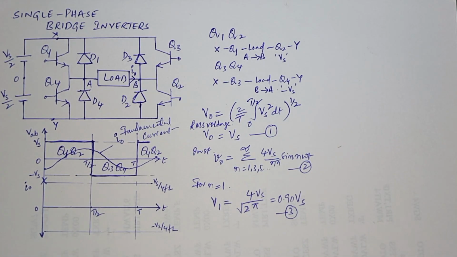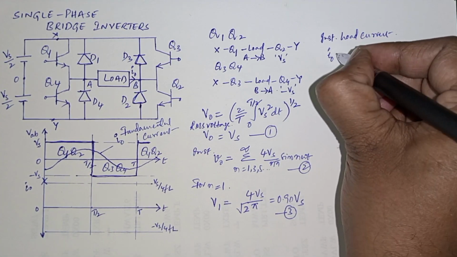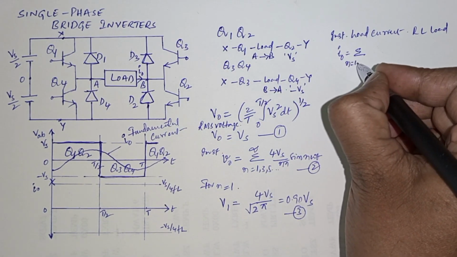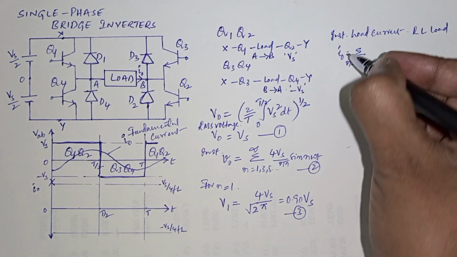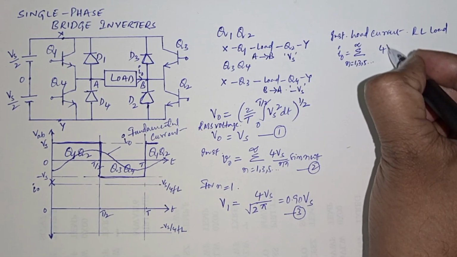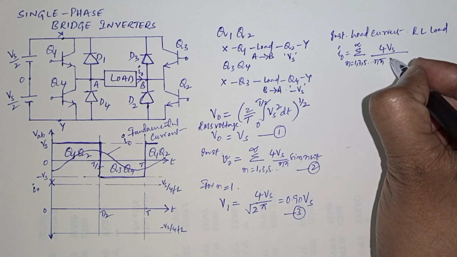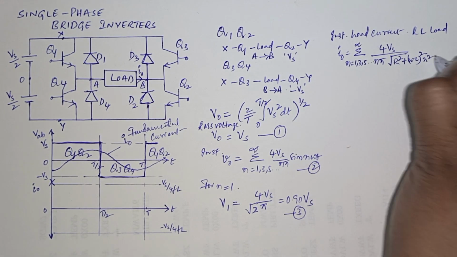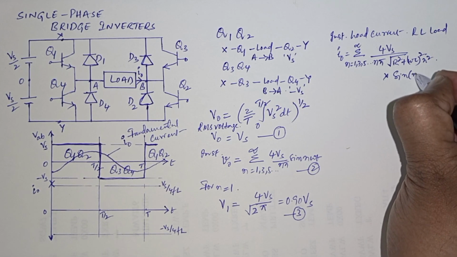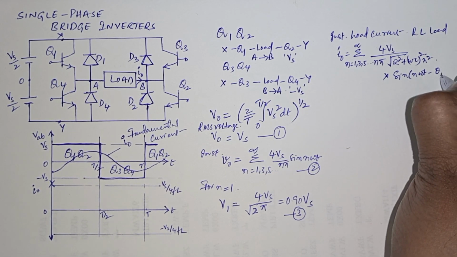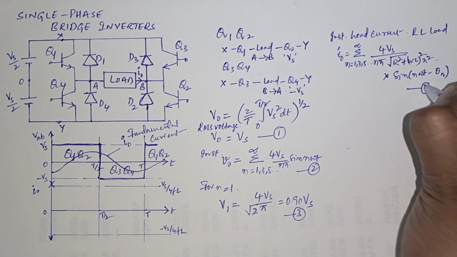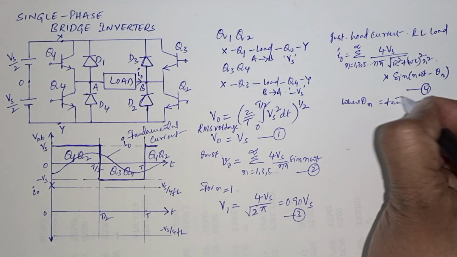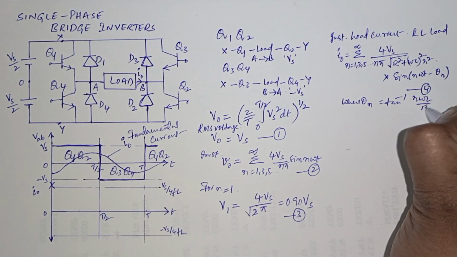The instantaneous load current I naught in case of RL load equals to sigma n equals to 1, 3, 5 and so on to infinity of 4 Vs divided by n pi under the square root R square plus (n omega L) whole square, multiplied by sine of n omega t minus theta n. This is equation number 4, where theta n equals to tan inverse of n omega L by R.